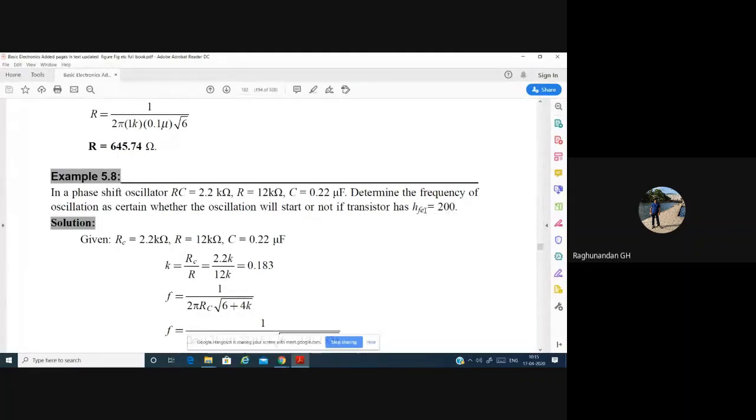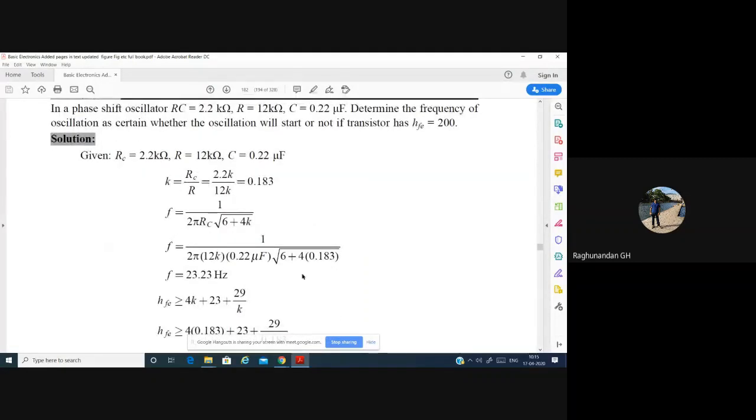hFE means beta. Beta means the current gain of a transistor, and remember this current gain is fixed for a given transistor. It is decided while manufacturing only. So this current gain they have given as 200 and they want to check whether it is going to produce oscillation or not. Before that we have to find the frequency. To find the frequency we need to know what K is. K is equal to RC by R. Substitute it, we got it.